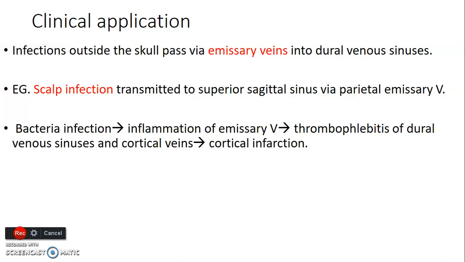And these can also affect the cerebrum if it's not able to drain very well, in cases of thrombophlebitis of the cortical veins. When there's a thrombus due to infection, there's inflammation of these cortical veins leading to cortical infarction. Okay?